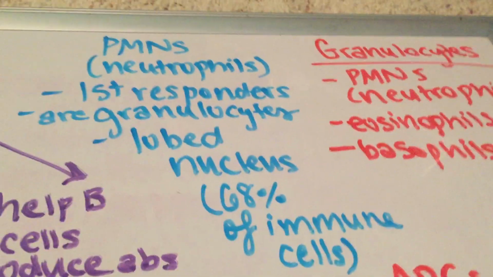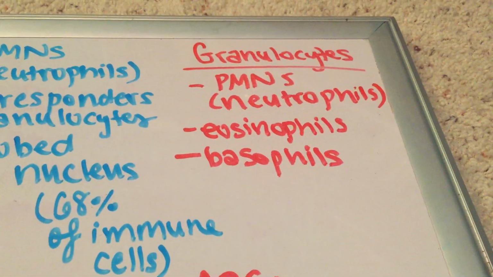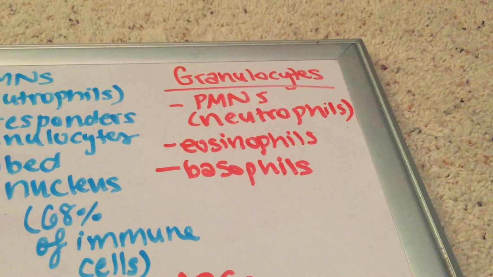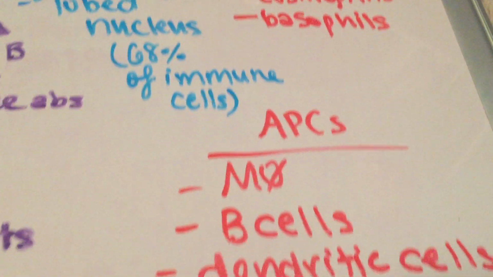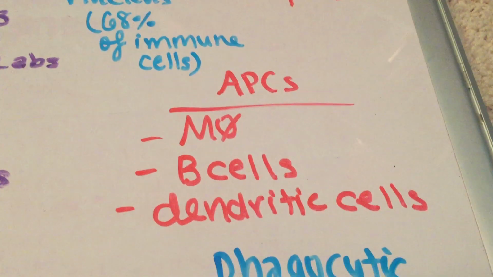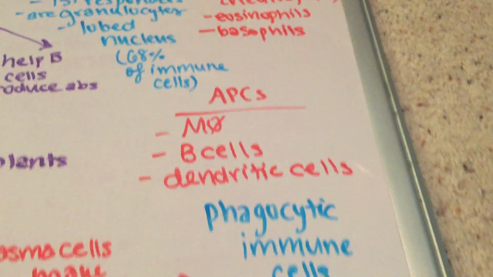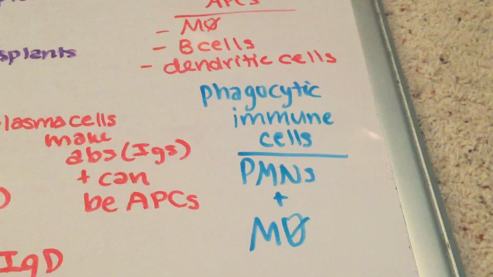So let's go over some categories quickly. So types of granulocytes are PMNs, which we just talked about, eosinophils, and basophils. Types of antigen-presenting cells are macrophages, B cells, and dendritic cells. And types of phagocytic immune cells are PMNs and macrophages.